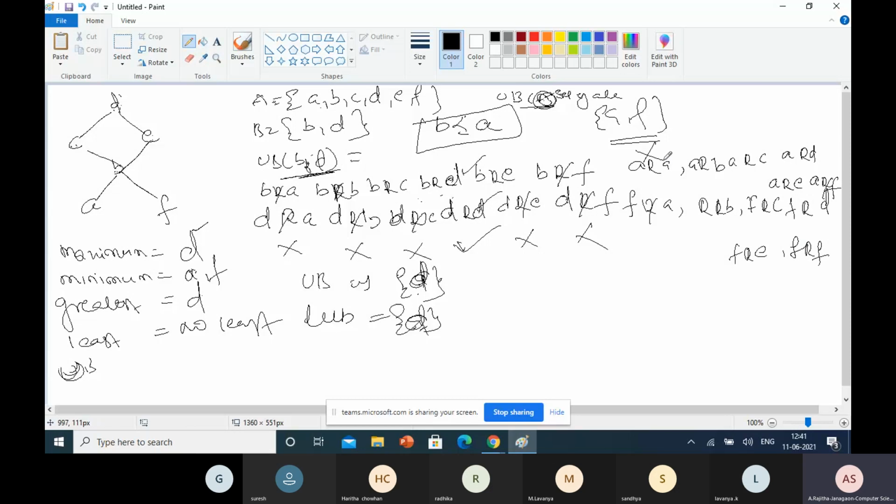That means this is not. And so in this case, the upper bounds are B, C, D, E. So for these two elements, what are the upper bounds? B, C, D, E. Okay, in this, what is the least upper bound? This is the upper bound. Okay, upper bound for A and F.